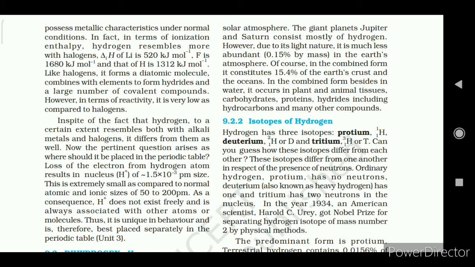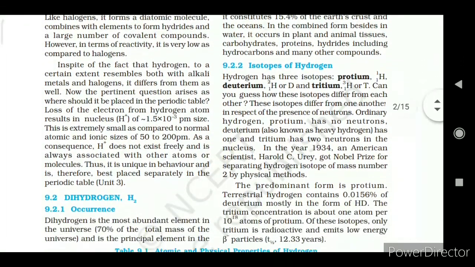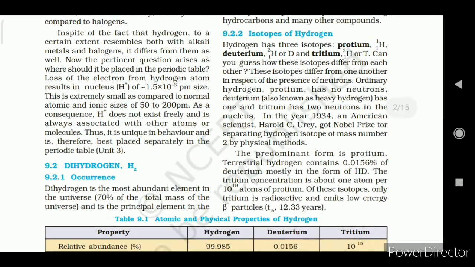In spite of the fact that hydrogen to a certain extent resembles both alkali metals and halogens, it differs from them as well. Now, the pertinent question arises as to where it should be placed in the periodic table. Loss of an electron from a hydrogen atom results in a nucleus, H+, of 1.5 × 10^-3 picometer size. This is extremely small as compared to normal atomic and ionic sizes of 50 to 200 picometer. As a consequence, H+ does not exist freely and is always associated with other atoms or molecules. Thus, it is unique in behavior and is therefore placed separately in the periodic table.